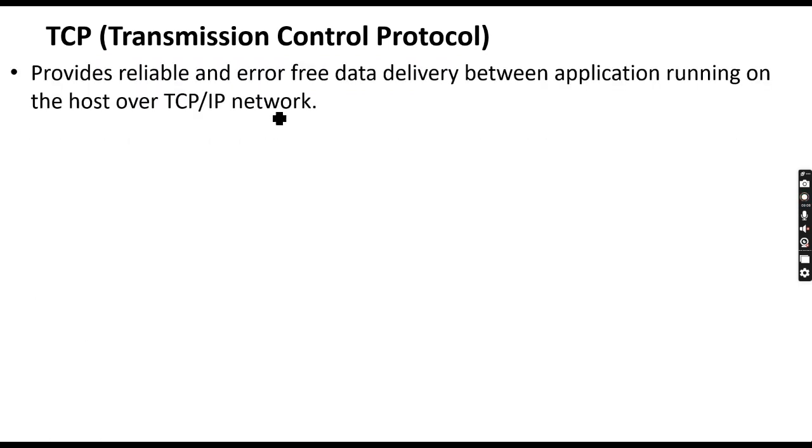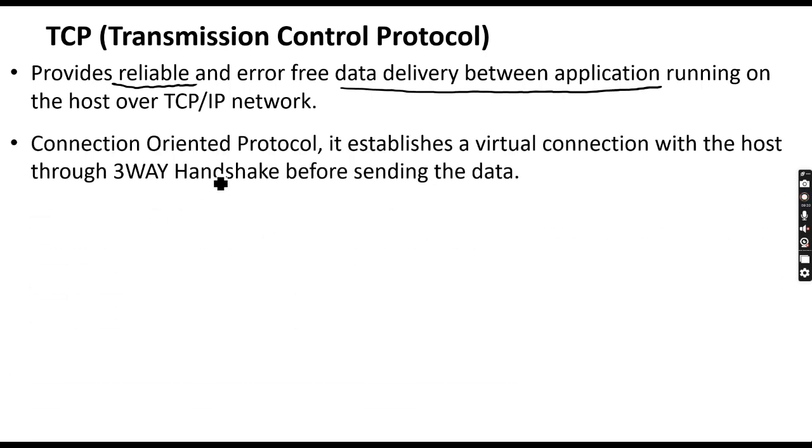TCP, as I said, provides reliable and error-free data delivery between the applications running over TCP. It makes sure it is reliable and error-free. TCP is considered a connection-oriented protocol because it establishes a virtual connection before forwarding the actual data, and that virtual connection setup is called the TCP three-way handshake. What is the three-way handshake?